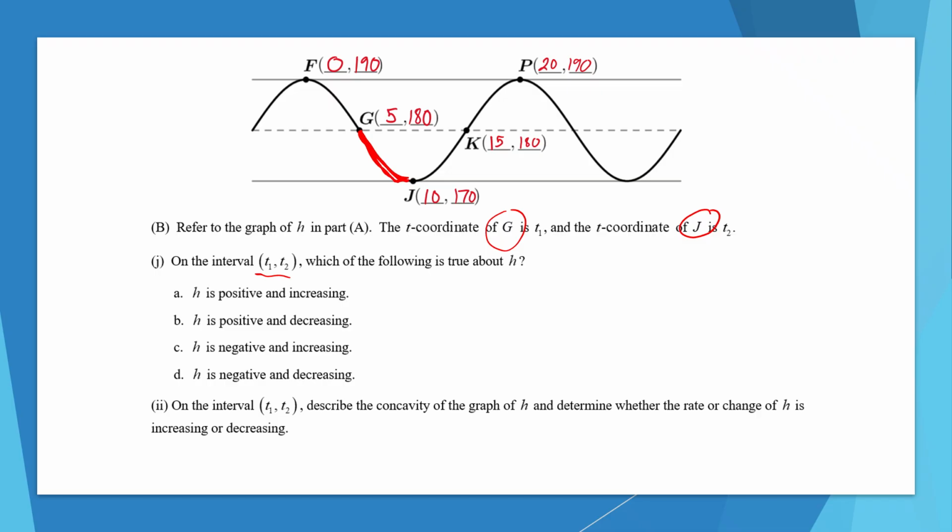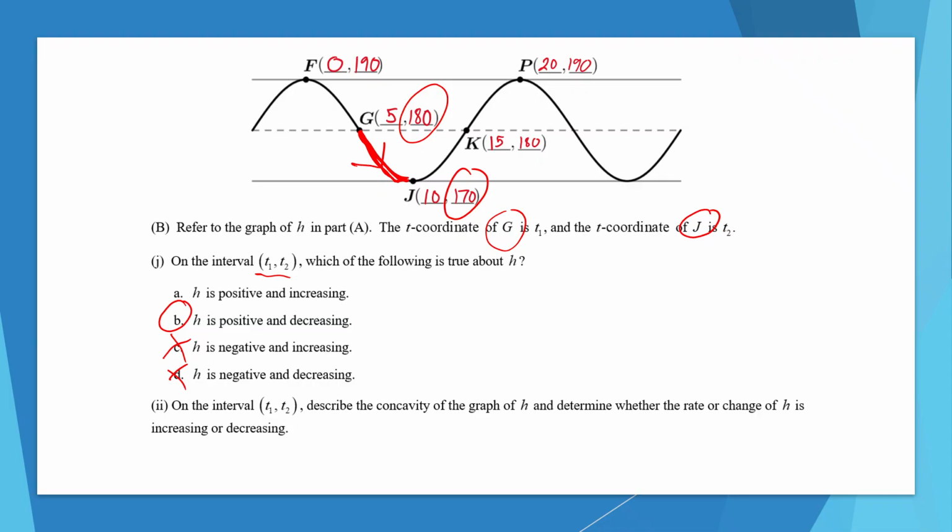Whether this is positive, negative, increasing, decreasing, we want to know. For part 1, taking a look, our y values are all positive. So it should be a positive function, so we can eliminate C and D. And then obviously this function is going down, so it's decreasing. So B should be the correct answer there.